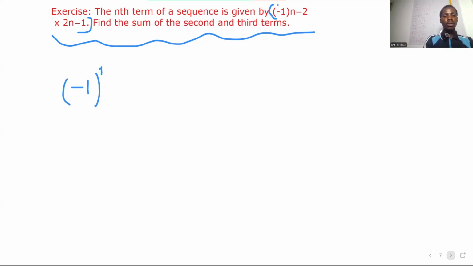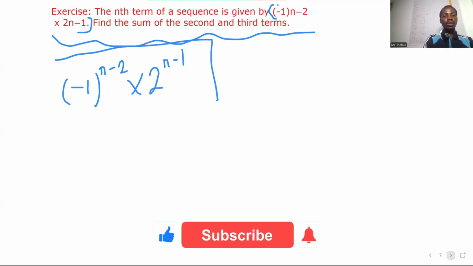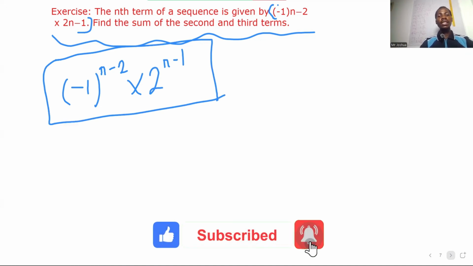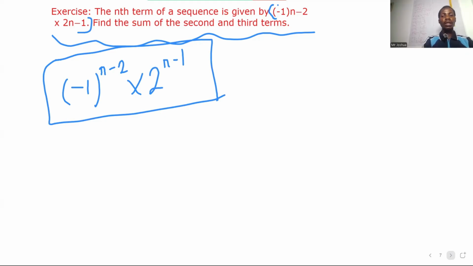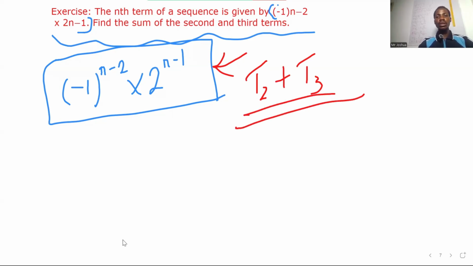Negative 1 raised to the power n minus 2 times 2 raised to the power n minus 1. This is the original question here. So we are asked to find the nth term of this sequence given by this equation right here, and we are asked to find the sum of the second and third terms. So we are looking for T2 plus T3. So solve this question and drop your answer in the comment section.